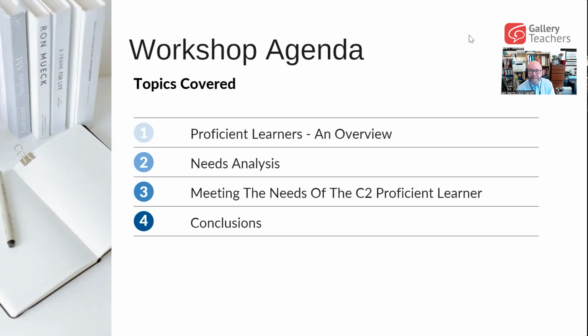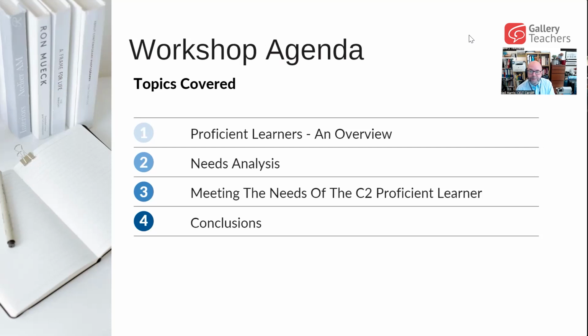I'll then move on to consider the role of the needs analysis. Now, if any of you teach one-to-one learners, you'll be very familiar, I'm sure, with the needs analysis. But I actually suggest that the needs analysis is a tool that we can use not just with one-to-one, but also with group learners in order to get to know them and to understand their motivations, their needs, and their wants. And that leads into the third, and in some respects, the bulk of today's masterclass, where we look at ways in which we can meet the needs of, in particular, the highest level, the C2 Proficient learner.